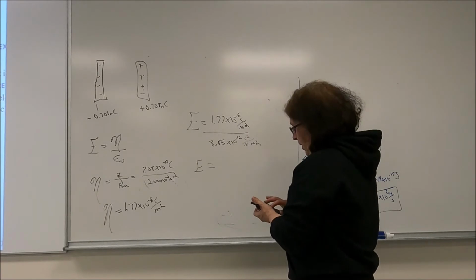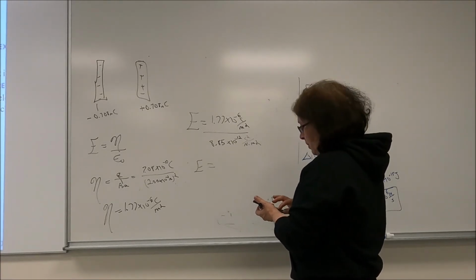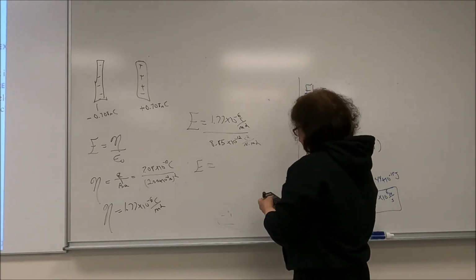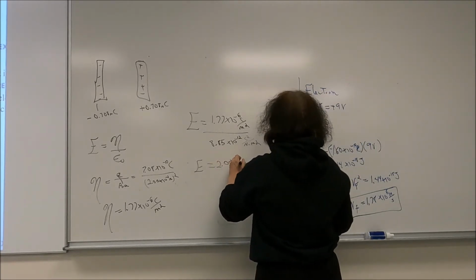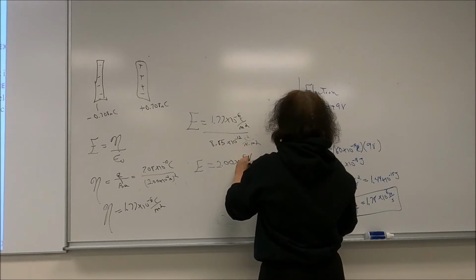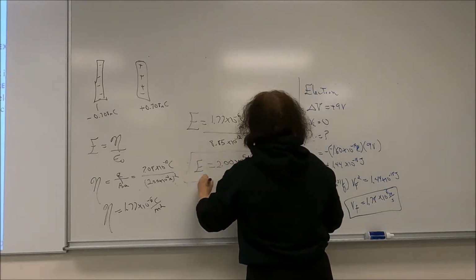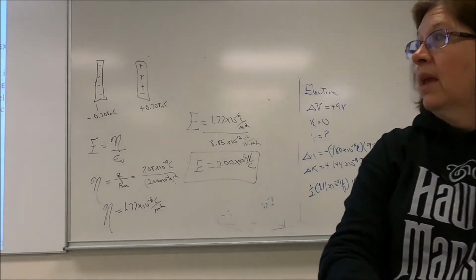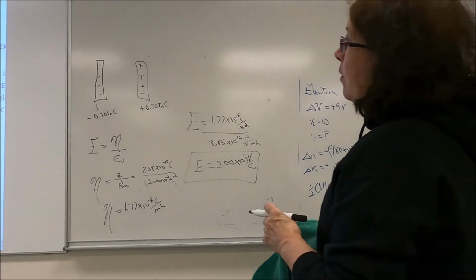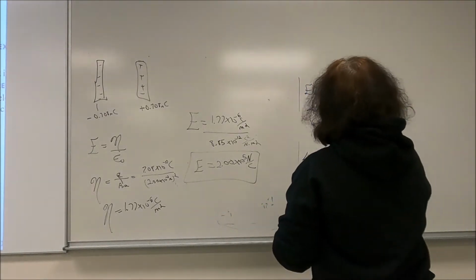So divided by 8.85 times 10 to the negative 12, I get 2.00 times 10 to the 5 newtons per coulomb. That's the strength of the electric field. Okay, so one of the things that we were asked is, what is the strength of the electric field?